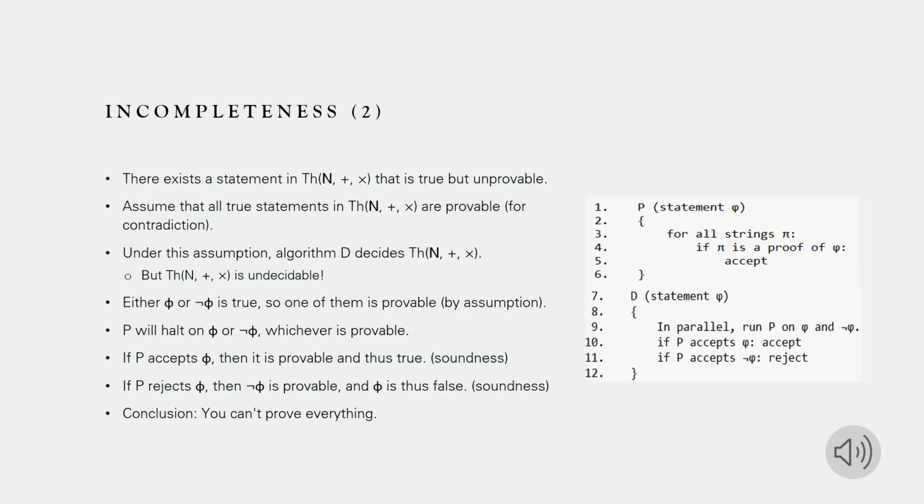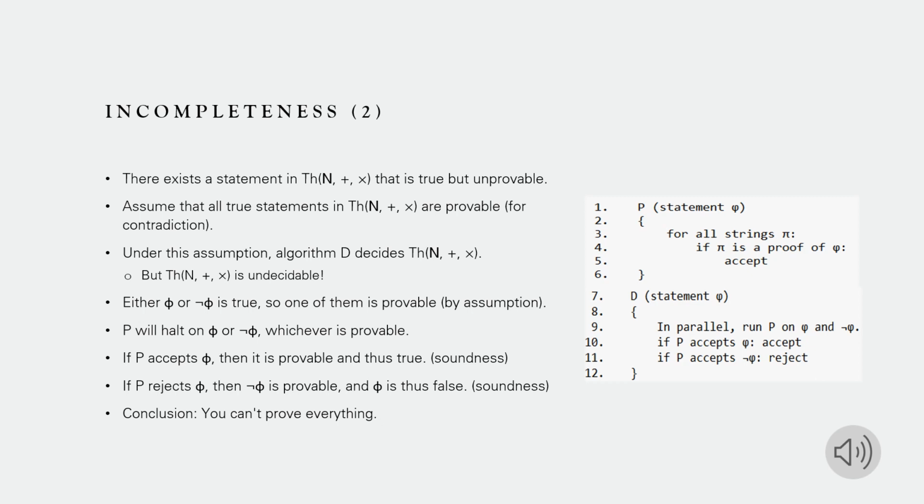The next part is to show that there exists a statement in the theory of the natural numbers with addition and multiplication that is true but unprovable. And to show this, we assume for contradiction that all true statements in the theory are provable. And now we have to show that under this assumption, the algorithm D, as shown here, decides the theory. But this can't be because the theory is undecidable.